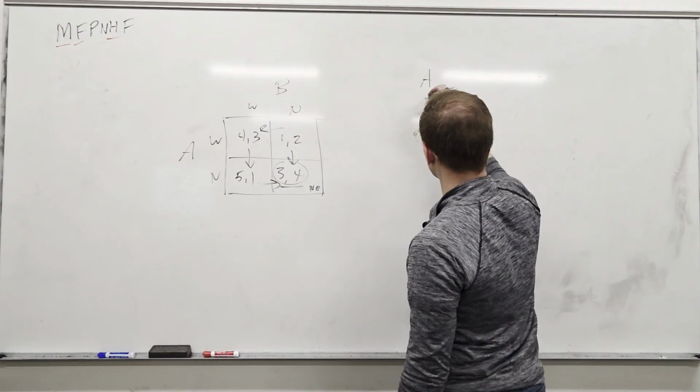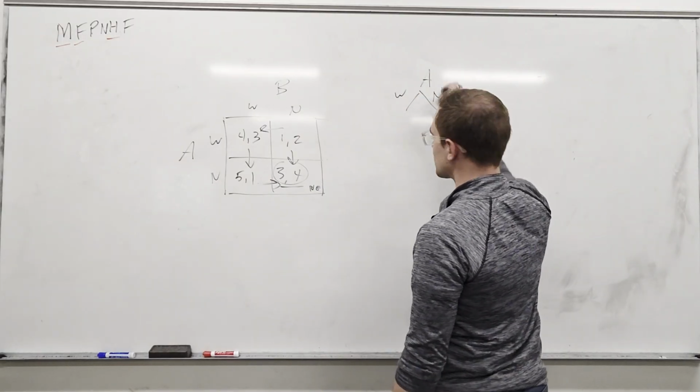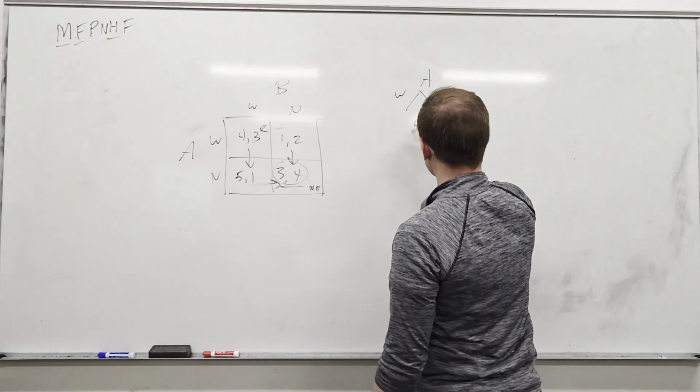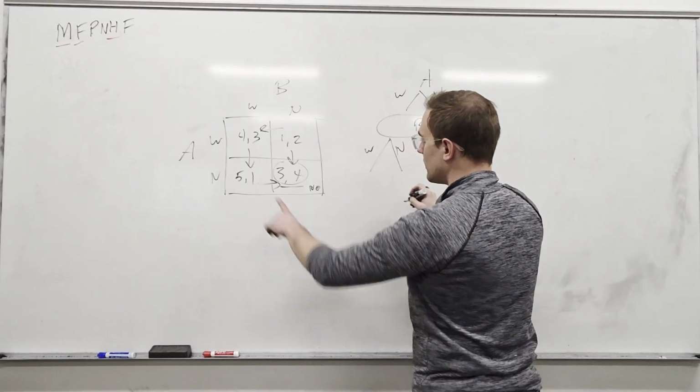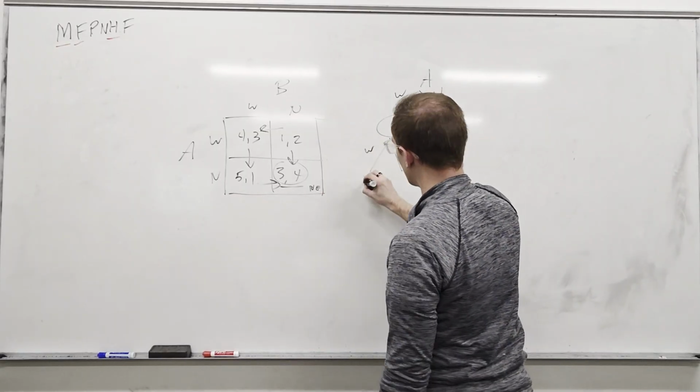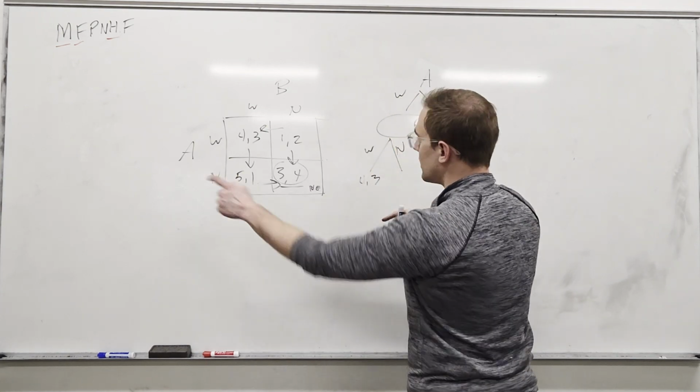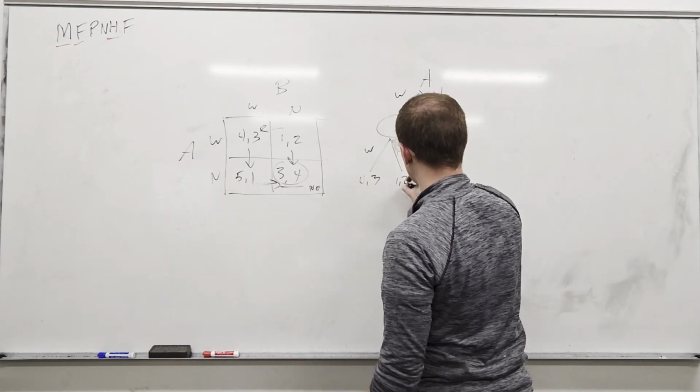Okay, we can also write this game in what's called extensive form. So let's write player A up here that has the options to whip or nay-nay, and then player B has the option to whip or nay-nay, and if they both whip, we get 4-3. A whips, B nay-nays, then we get 1-2.